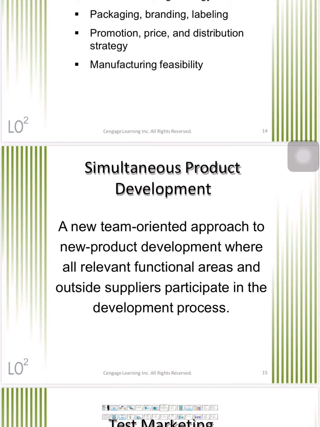For example, suppliers and banks have to participate in this product development. Suppliers will produce the raw materials. Banks may offer and provide loans. That is what is called simultaneous product development, where externals also participate.